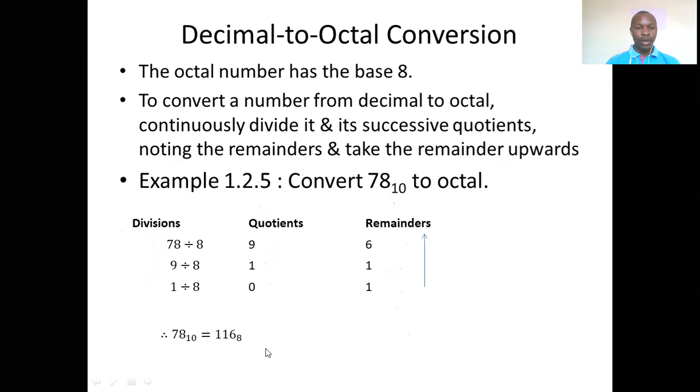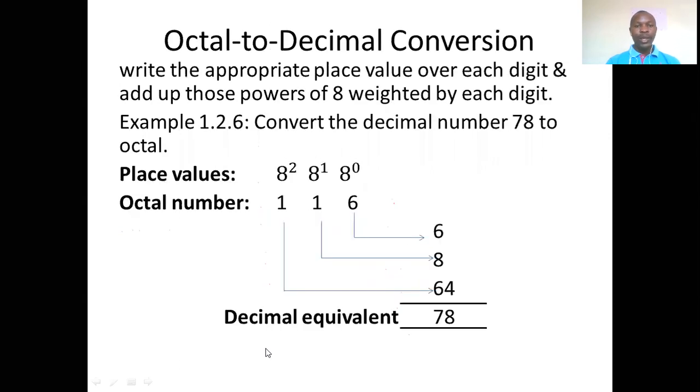As simple as that. We can also convert an octal number to a decimal number. The concept again is the same as what we did when we were converting binary numbers to decimal numbers. What is only different is that our place values are now 8 to the power of something, not 2 to the power of something. So the place values are 8 to the power of 0, 8 to the power of 1, and 8 to the power of 2.